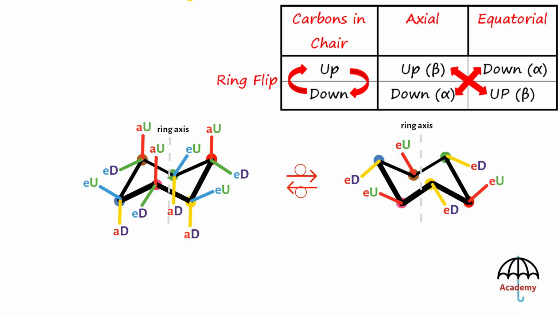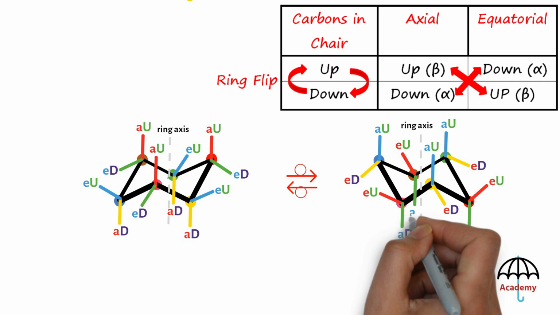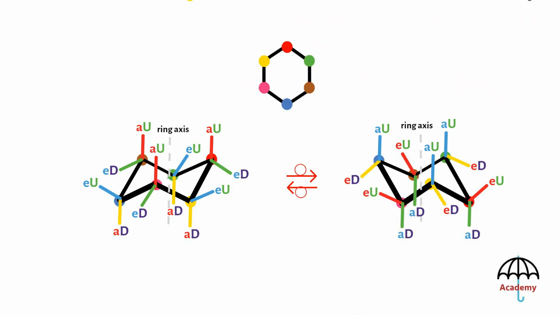The 3 blue equatorial up bonds in the previous chair are now axial bonds but still pointing up. These are marked as A, U, meaning axial up positions. Likewise, the 3 green equatorial down bonds in the previous chair are now axial but still pointing down. These are marked as A, D, meaning axial down positions. Let me repeat this. Axial up changes to equatorial up.